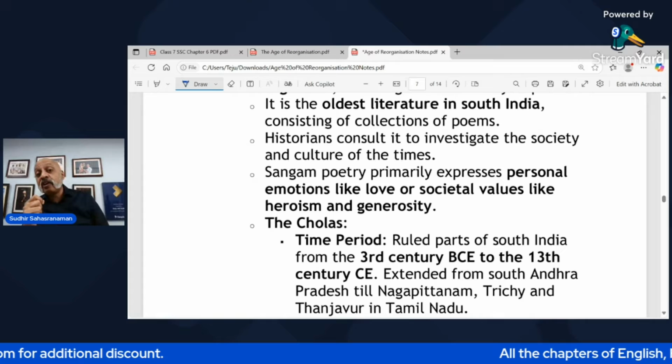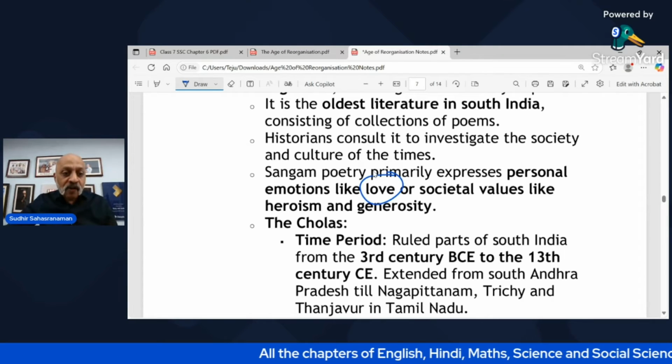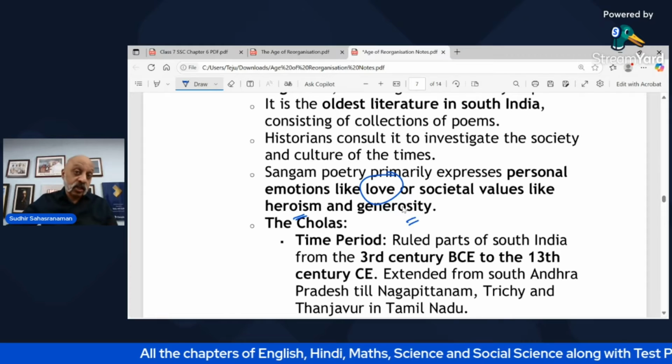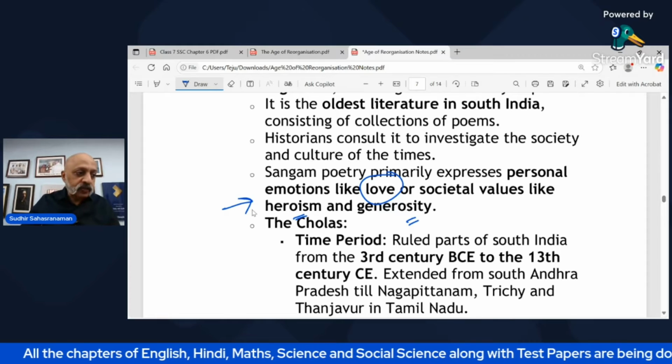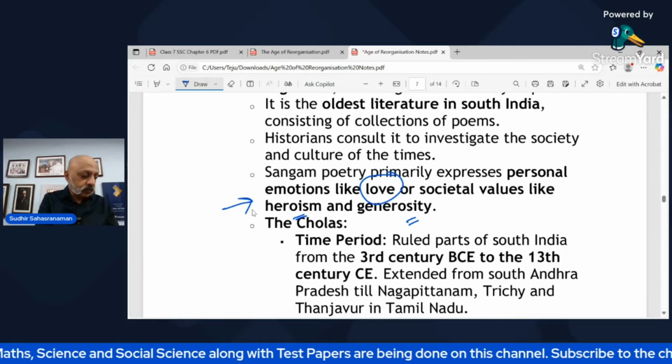Sangam poetry, what kind of poetry was it? It was about love. It was about values of heroism and generosity. So these were the kind of things mentioned in the Sangam poetry.